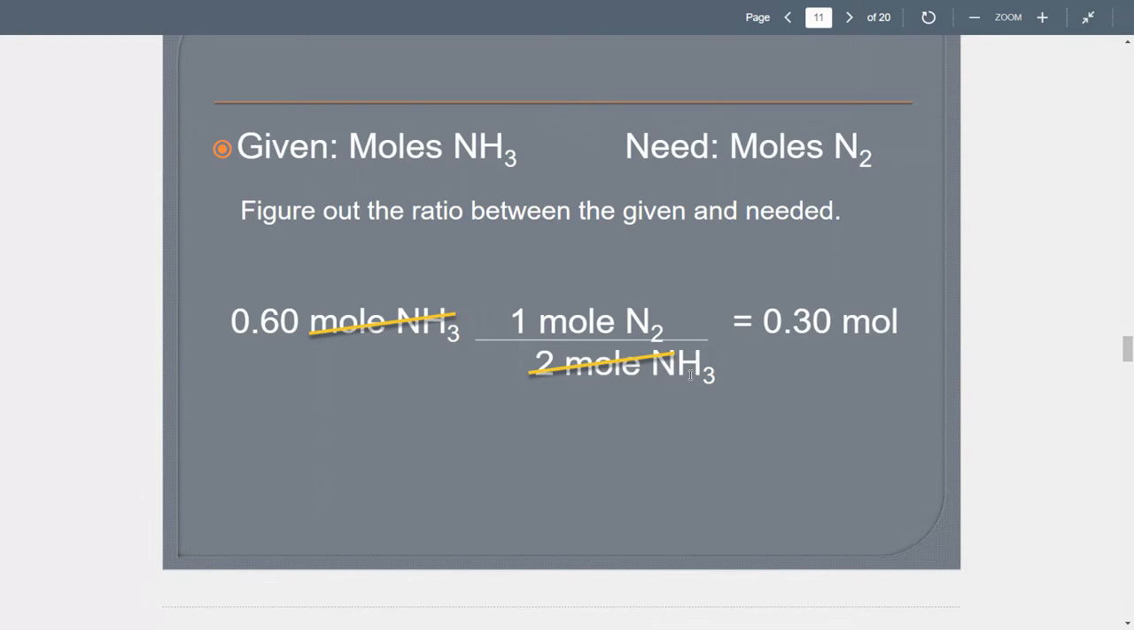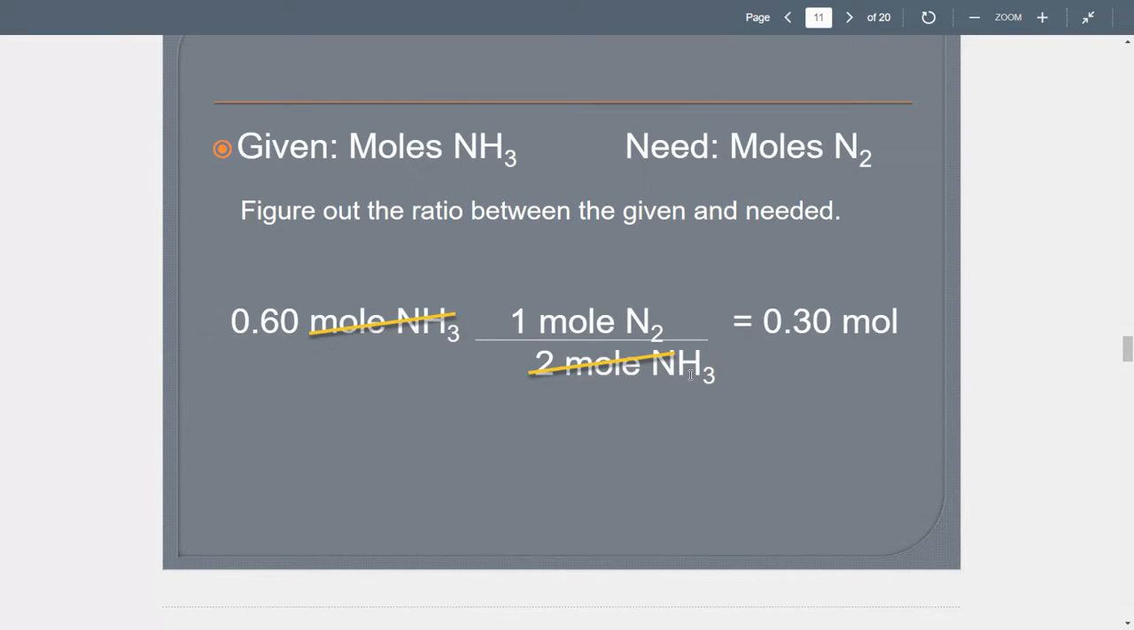If you look at your balanced equation, it's a 1 to 2 ratio. That means ammonia is literally double whatever your nitrogen was. So if 0.6 is double nitrogen, then it makes sense that nitrogen is 0.3. Okay, ratios. Those numbers will always come from your balanced equation. Still feeling okay?